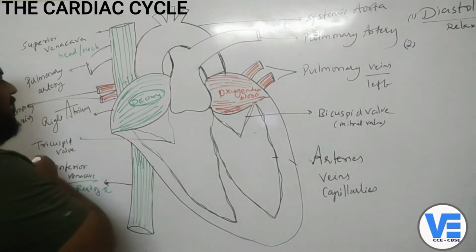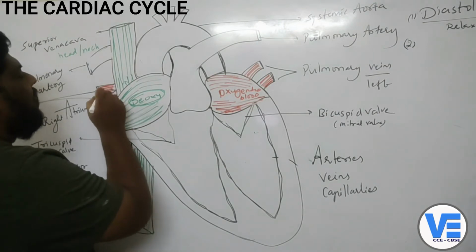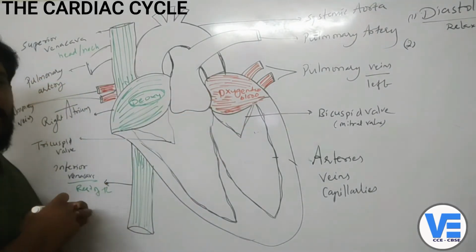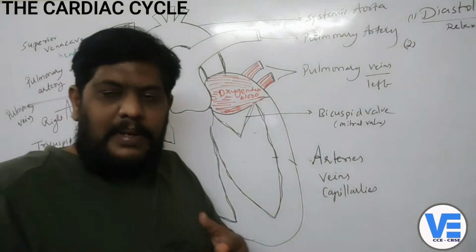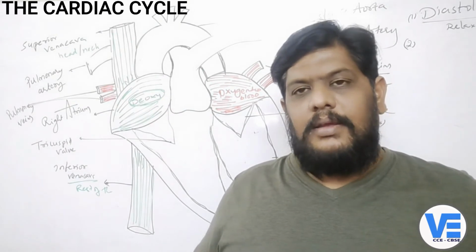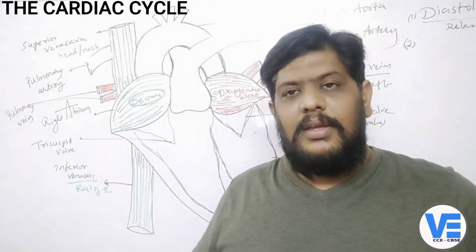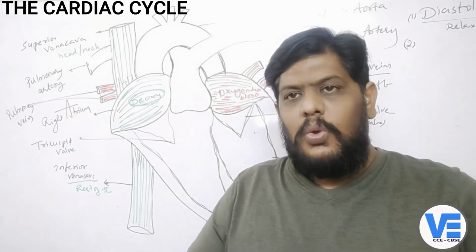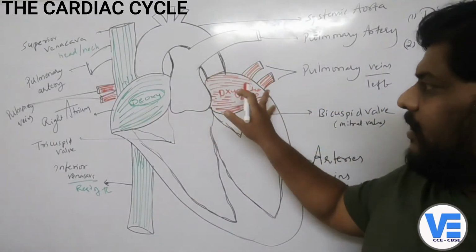Because these veins are here, they are carrying what blood? Oxygenated blood. That is the only exception in the arteries and veins. So pulmonary artery will bring the deoxygenated blood. Pulmonary veins will carry the oxygenated blood. That is the only exception in the arteries and the veins. Okay children, is it fine here till now?